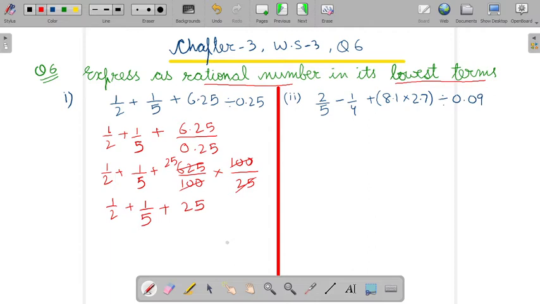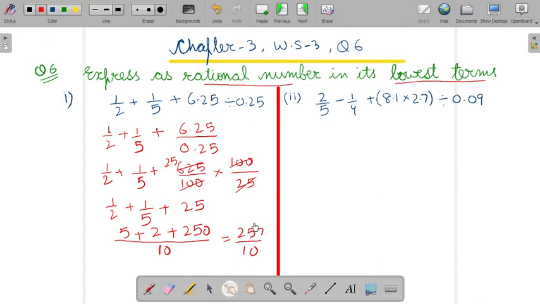Now what should be the next step to solve it further? You will take its LCM. Take its LCM, divide and multiply. So you will be getting this as an answer. So in the next step, add them together, 257 upon 10.